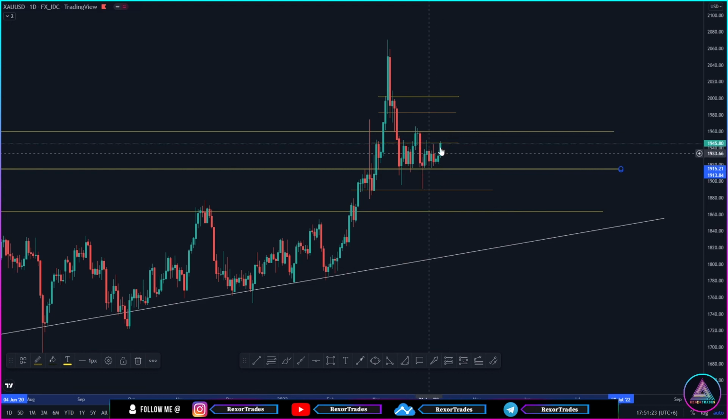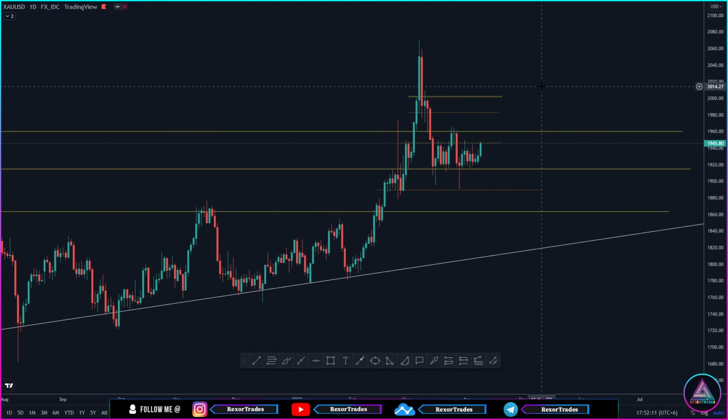This is a no trade zone. Wait for a breakout from this key zone, whether on the bullish side or on the short side, then you can look for trades. So that's my analysis on gold in multiple time frames for the upcoming week.